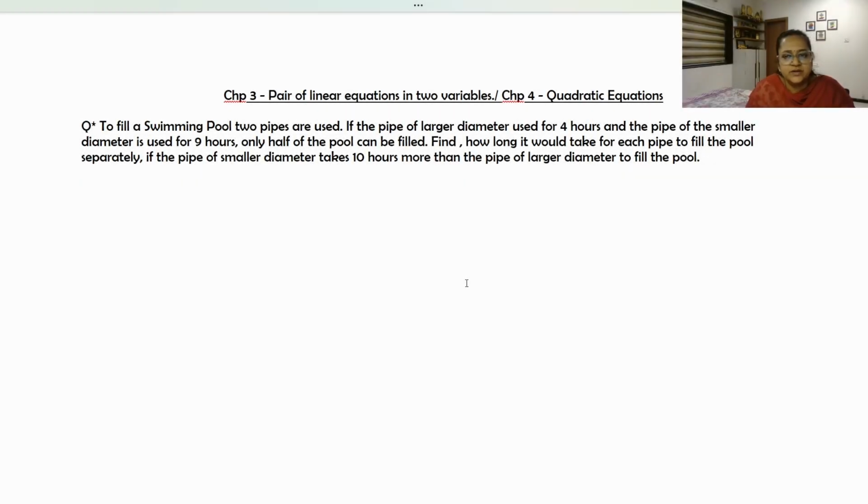Hello everyone. Let's look at another question. Let's read the question and understand. If you might have noticed, I've written two chapters together. So let's first read the question and understand what it is.